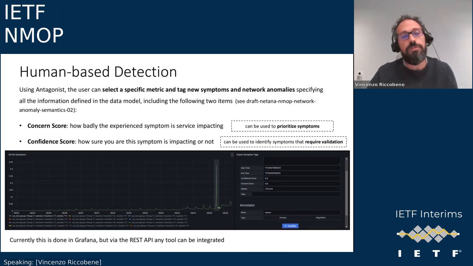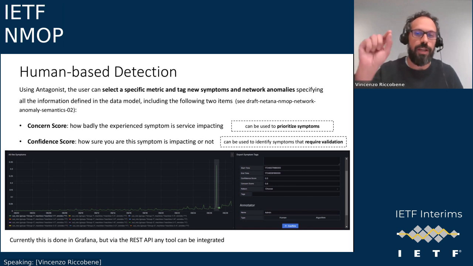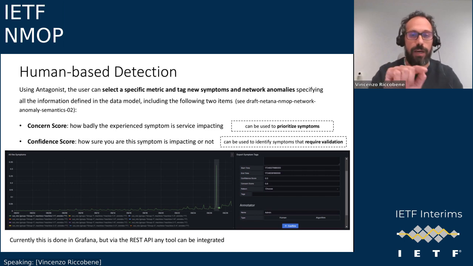So in terms of human-based detection, what the user will see when using this system is basically a set of dashboards in which the user can select which metric is supposed to be anomalous and tag graphically on the time series itself what kind of symptom it's seeing. And there's a bunch of fields that can be added, and again, these are basically taken from the anomaly metadata draft.